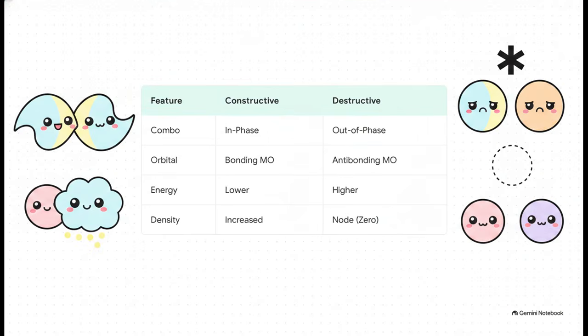Okay, so this wave interaction creates two completely distinct types of molecular orbitals out of the original atomic ones. We call them bonding orbitals and antibonding orbitals. Let's break down exactly how this dance of electrons works.